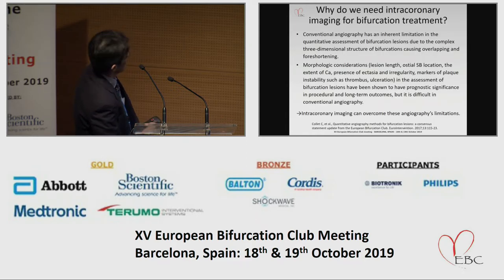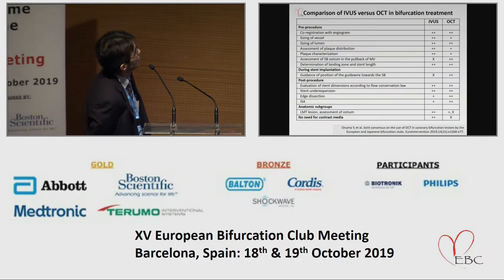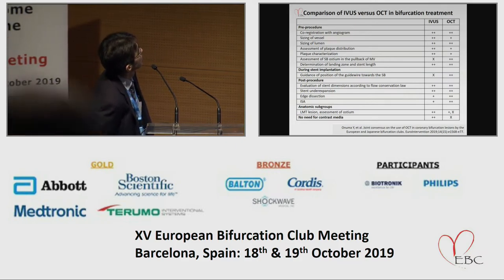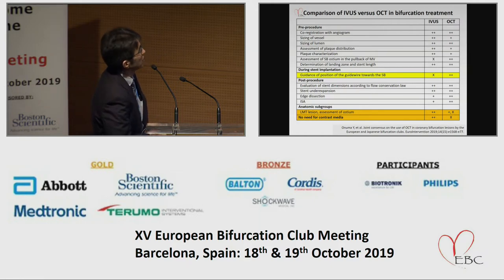This slide shows the comparison of IVUS versus OCT in bifurcation treatment. Almost all items are comparable. I think the largest advantage of OCT is being able to guide the position of the guide wire recrossing point towards the side branch using 3D OCT. Whereas the assessment of the ostium and the increased contrast media are major limitations of OCT.